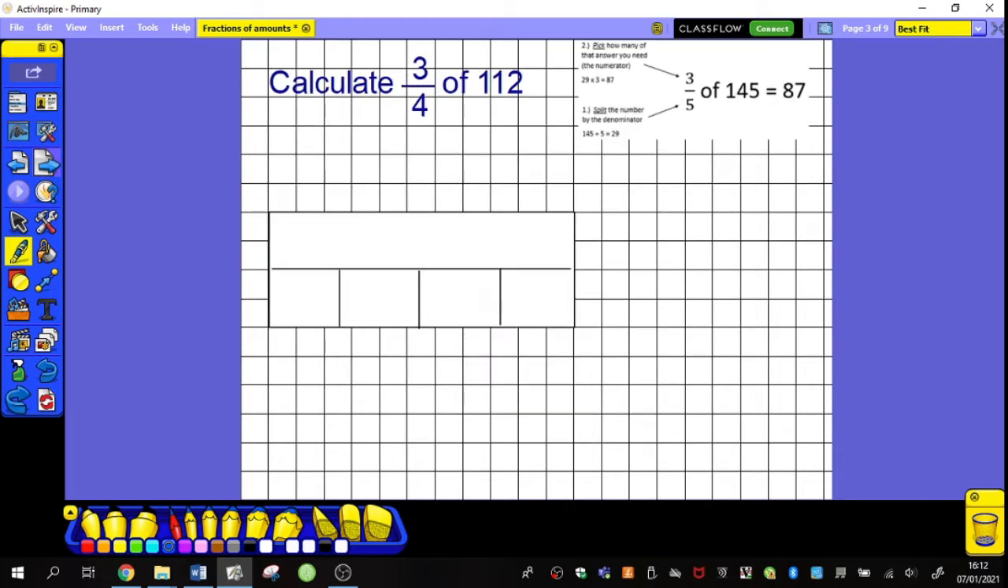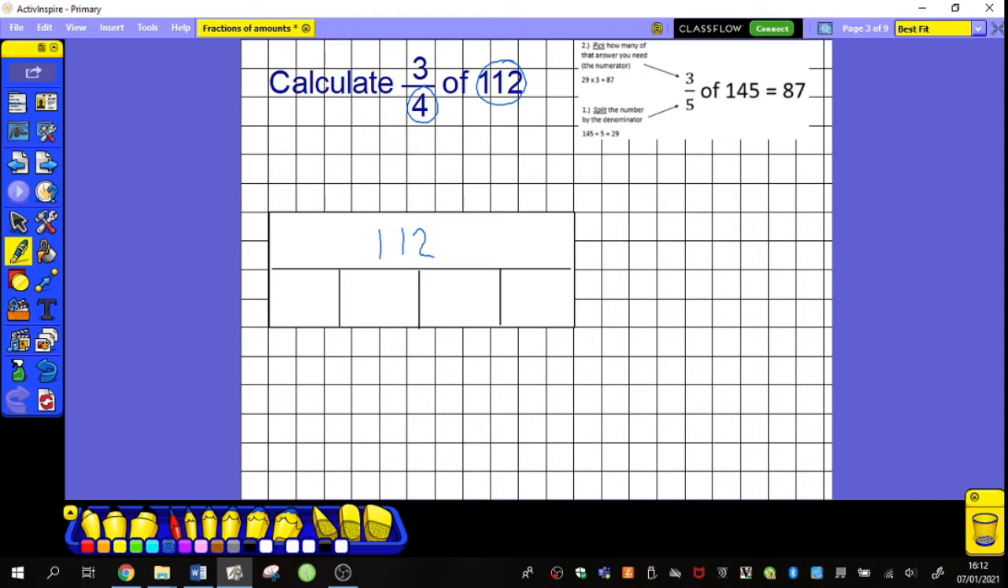So here's my question. Calculate 3/4 of 112. So the first thing I need to do is recognise that 112 is my whole number. That's the whole of my bar model. So I've drawn my bar model here, and 112 is the whole thing. Now on my second row, I've already broken this down into quarters because my denominator is 4, so I've got 4 equal parts. Now, over to my help sheet.